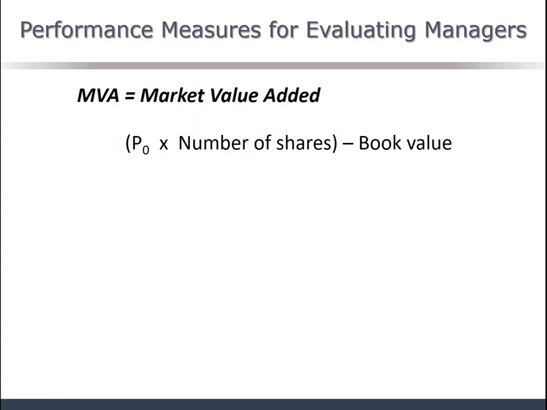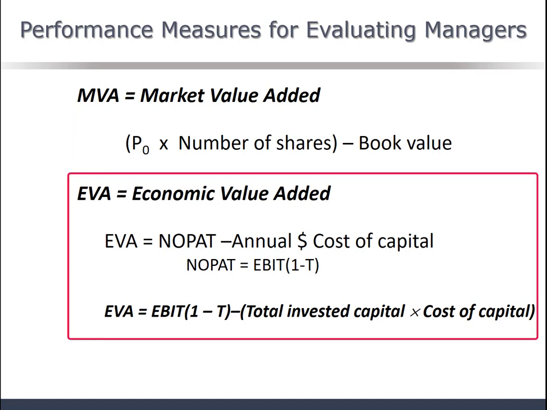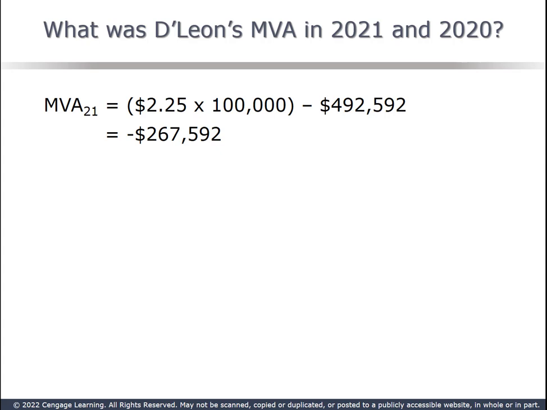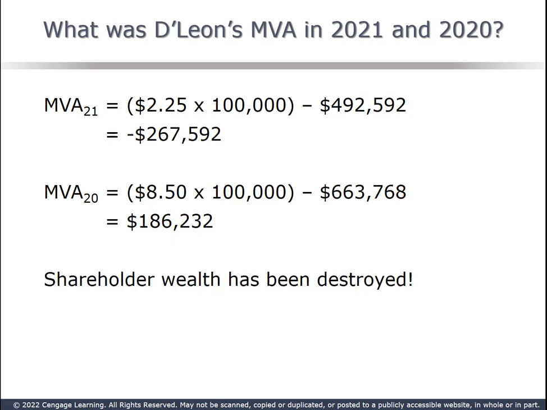Here's the formula for MVA and EVA. MVA is straightforward. Price per share times the number of shares outstanding is the market value, minus the book value. Economic value added is found as net operating profit after tax minus the annual dollar cost of capital. EVA can be used to evaluate a company, a division, or a subsidiary. For DeLeon, MVA for 2021 was a minus $267,592. For 2020, it was positive $186,232. It declined by over $450,000, so clearly shareholder wealth has been destroyed.